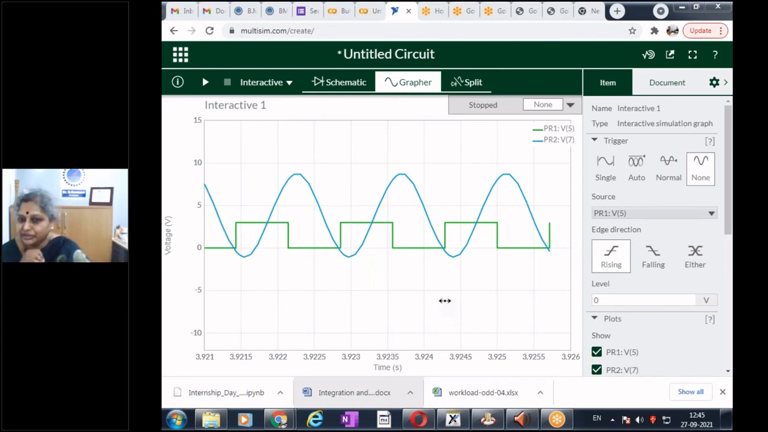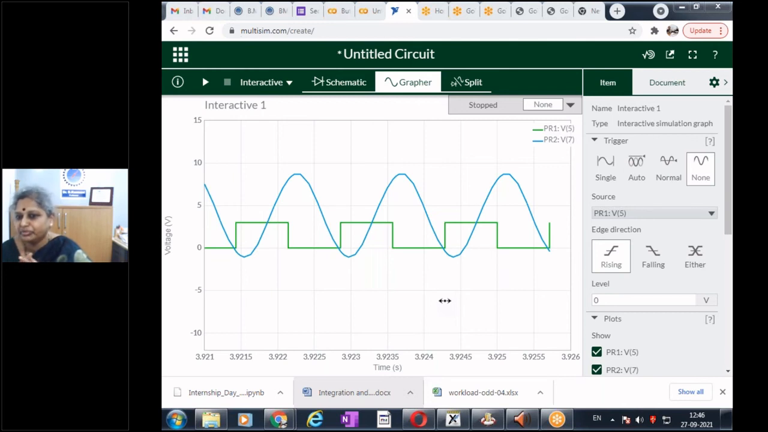Are you not surprised by the output? I gave a square wave as input and I got a sine wave as output. I gave a square wave of frequency within my pass band. What's the cutoff frequency of my filter? 1 kilohertz. And the input frequency is 700 hertz, I think. So it is well within the cutoff, but my output has become a sine wave.